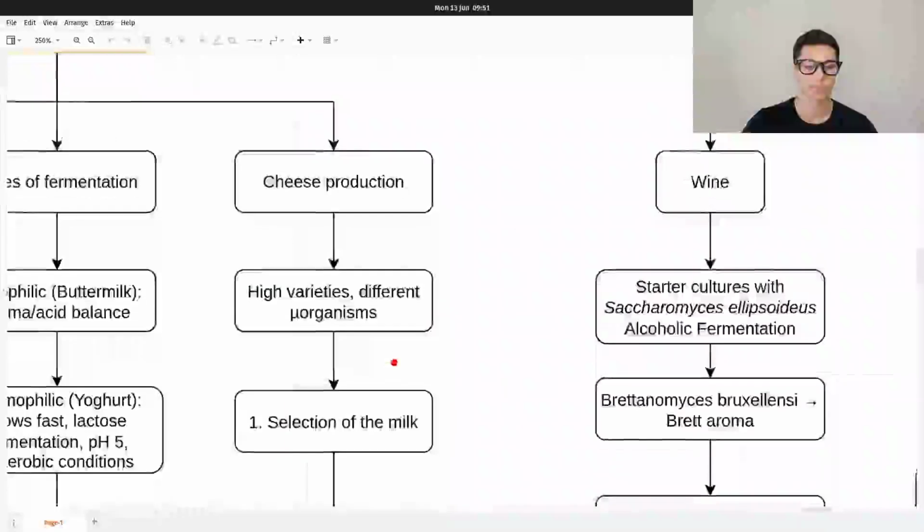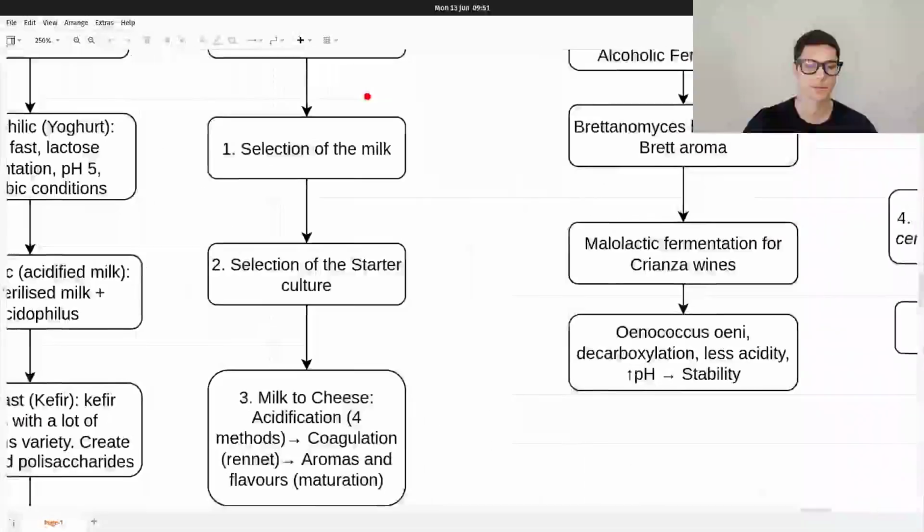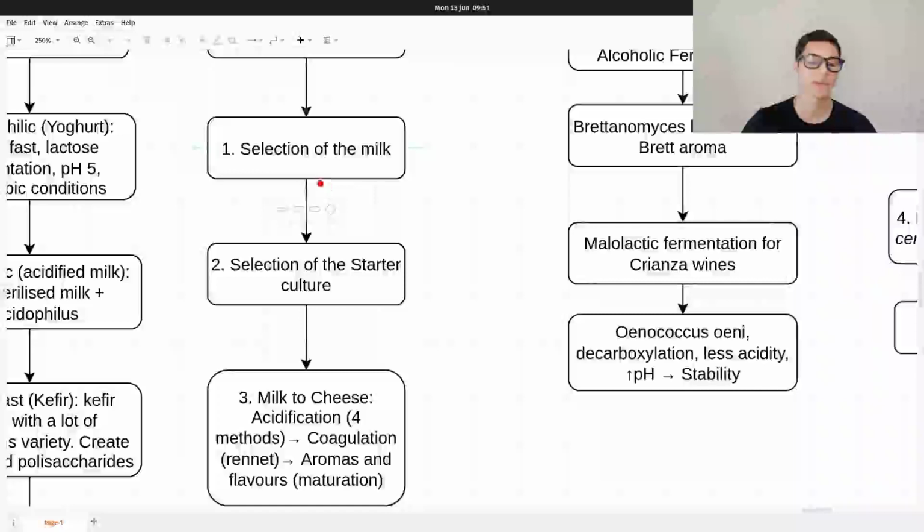So the phases we need to follow to create the cheese are, well, the selection of the milk first. Yes, because we can start the fermentation with cow milk, goat milk, or another animal, or even a species of a certain animal, because it has maybe some more fats or other has more lactose. So we have to select the milk we want for the cheese we want to make.